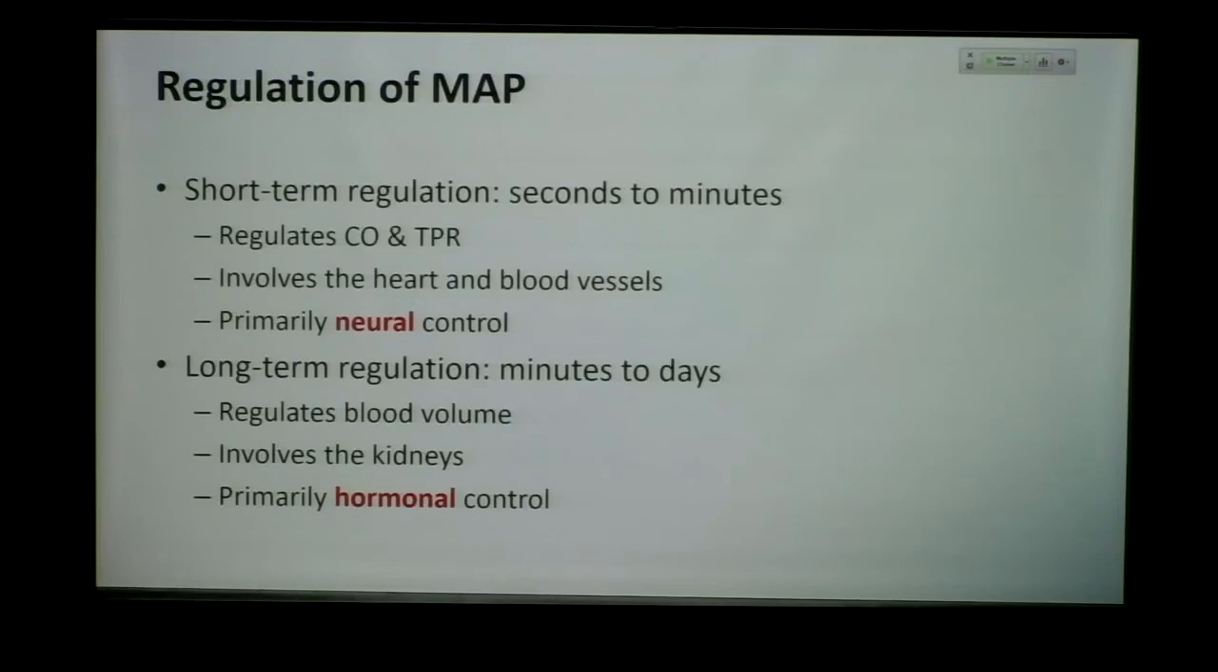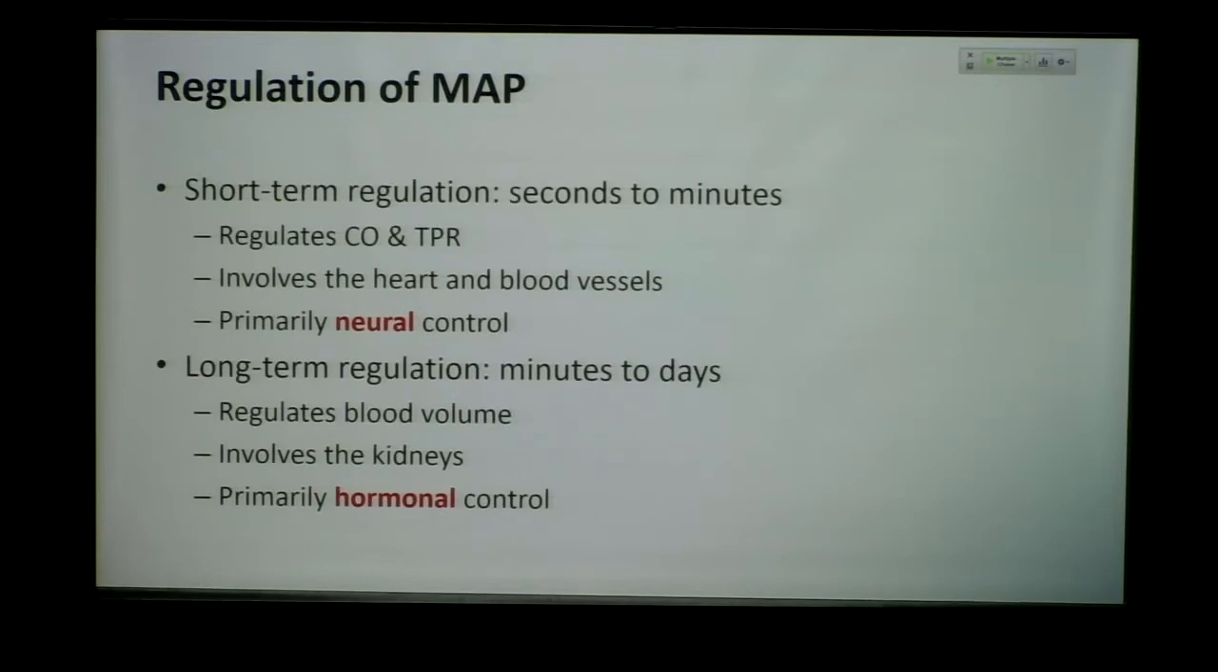Between short-term regulatory factors, which are seconds to minutes, and longer acting factors, which we kind of alluded to last time. So at the level of the kidneys, at the level of balancing water through the collecting duct, at the level of the thirst centers in the brain, that is going to take a longer time to actually bring about a response. That's going to take minutes or even days to regulate blood volume.